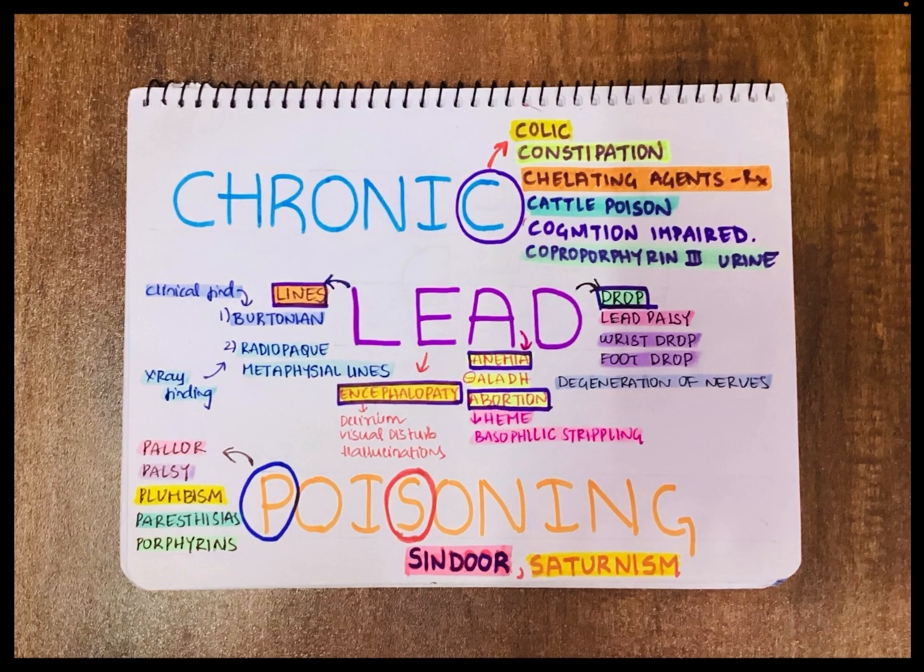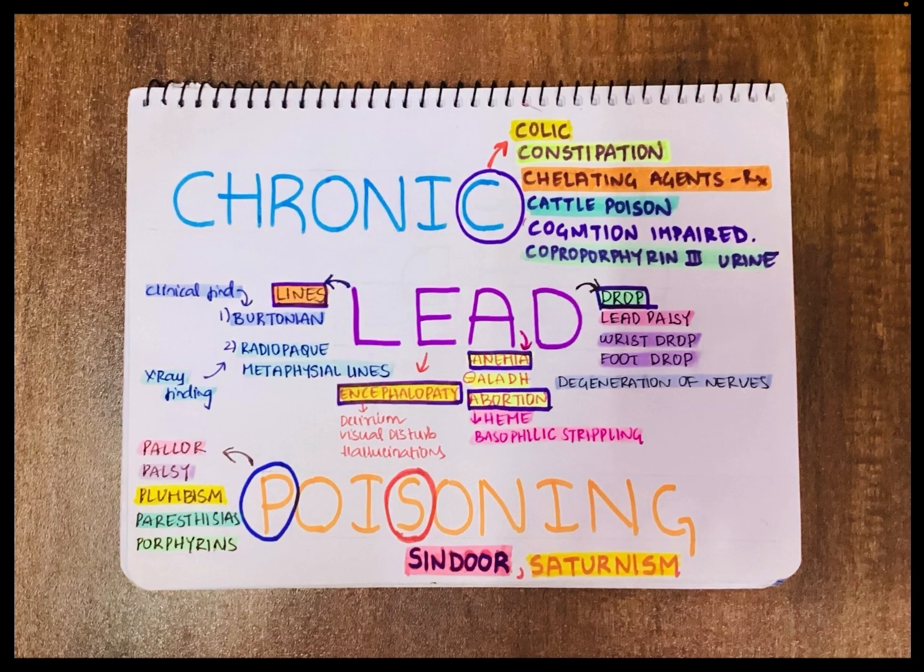Coming to the constipation, again in case of chronic lead poisoning, the symptom you will see is constipation. It is important to remember: in acute poisoning, you can see diarrhea; in chronic lead poisoning, you will see constipation. And for the treatment of this lead poisoning, we'll give BAL or dimercaprol or DMSA, all these chelating agents. So the chelating agents are given for the treatment of this lead poisoning.